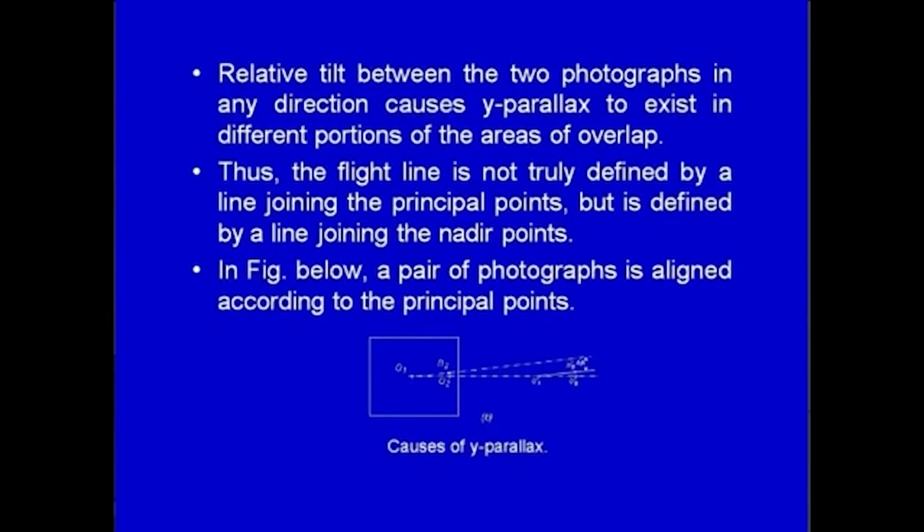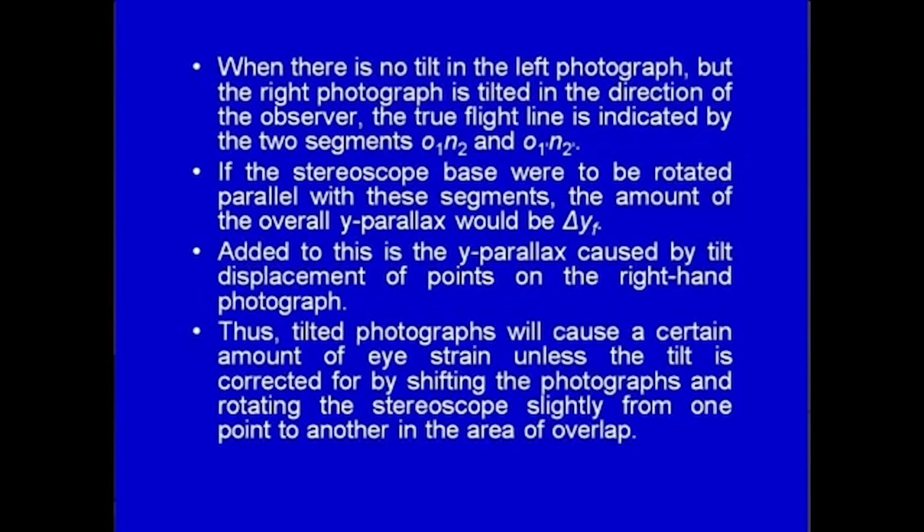Relative tilt between two photographs in any direction causes y parallax to exist in different positions of the area of overlap. Thus, the flight line is not truly defined by a line joining the principal points, but is defined by a line joining the nadir points. In the figure below, a pair of photographs is aligned according to the principal points.